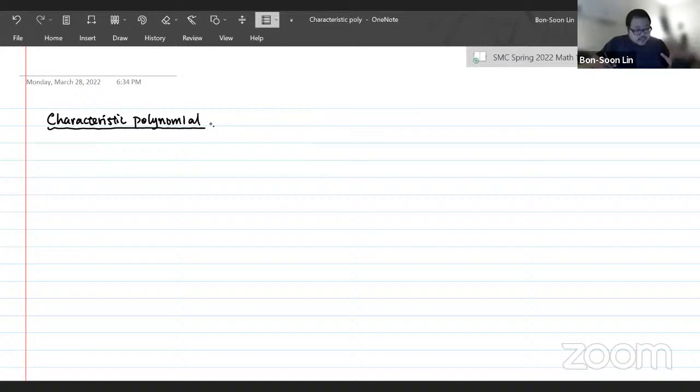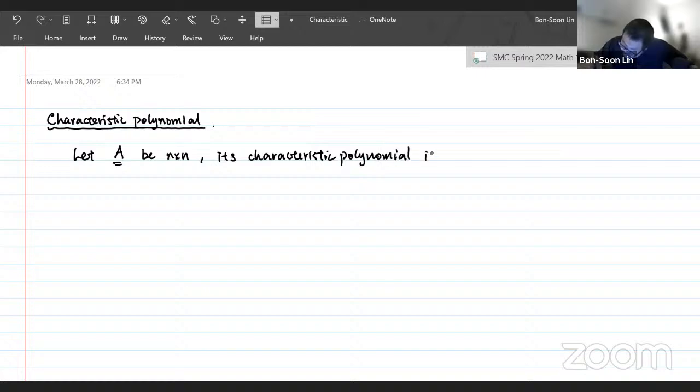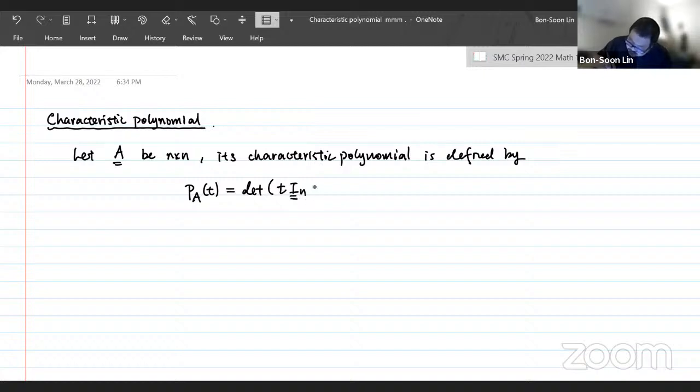Suppose you have a square matrix A. So let A be an n by n matrix. Its characteristic polynomial is defined by P sub A of T. Sometimes people write chi or C of A, just a name for this polynomial. It is equal to the determinant of T I, where this I is the n by n identity matrix, minus this matrix A. So if you calculate T I minus A, this is going to be a matrix, and then you calculate its determinant. Because of this T, you're going to get a polynomial in T.